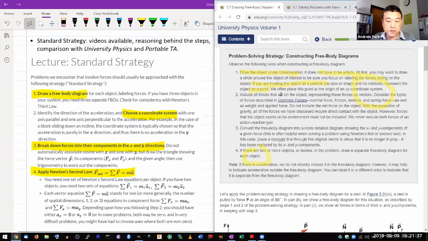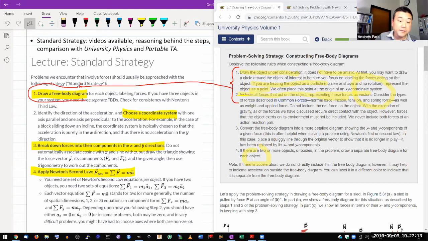And step number two here says, include all the forces that act on the object, representing these forces as vectors. Those are the arrows that I was drawing on the free body diagram. And these two steps that are outlined here correspond to our step number one, drawing the free body diagram. It's kind of difficult to describe all the things that should be going on in writing. So that's why you have a few videos, including the videos from last week, that illustrate the process for drawing a free body diagram.